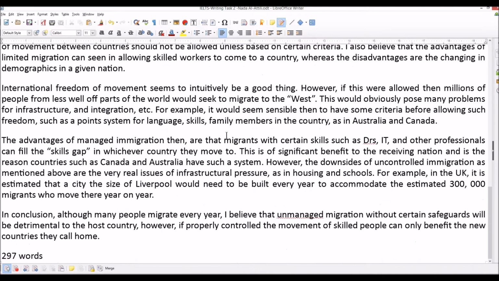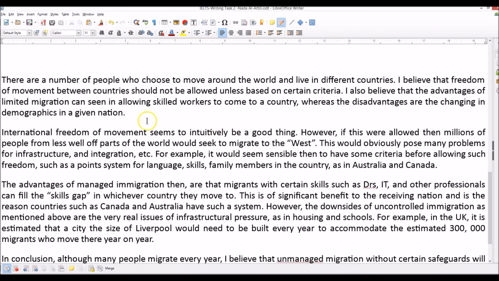So, this paragraph basically should simply restate the topic, and it should explain it. I did write an example if we scroll down. So, now this is a better introduction. "There are a number of people who choose to move around the world and live, not travel, in different countries. I believe that freedom of movement between countries should not be allowed unless based on certain criteria." So question 1, I'm answering that there, because it says, to what extent? Question 2: "I also believe that the advantages of limited migration can be seen in allowing skilled workers to come to a country, whereas the disadvantages are the changing in demographics in a nation."